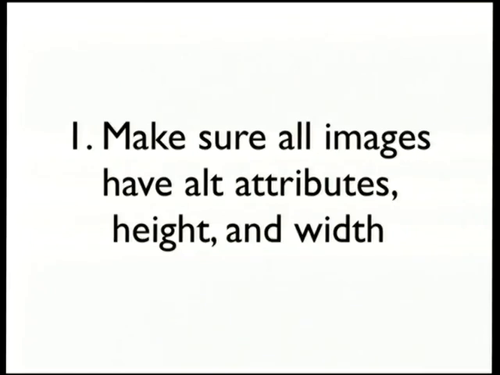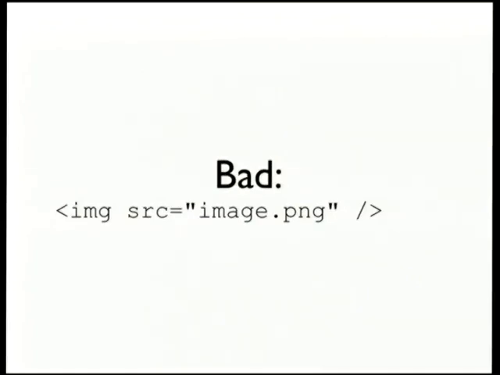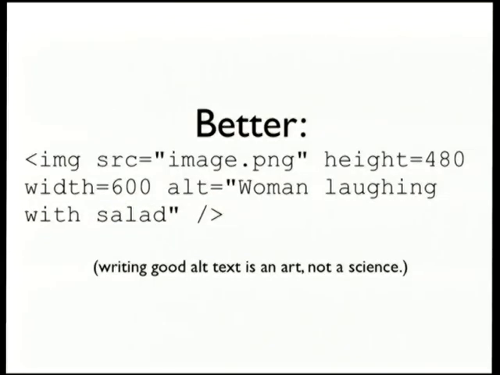And that's usually better because most of those photo hosting websites, in their generated HTML, will at least include an alt text. The problem is that the alt text that these websites include are usually things like the name of the file. So here's an example of how not to do it. Here you have your image src, image.png, and nothing else. Well, here's better. You have the image.png, you give it a height, you give it a width, and your alt tag is woman laughing with salad.